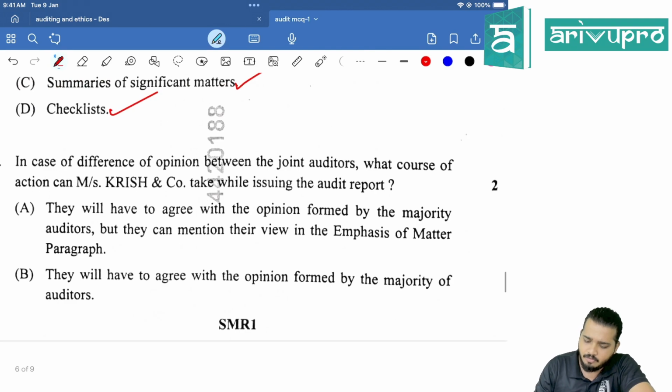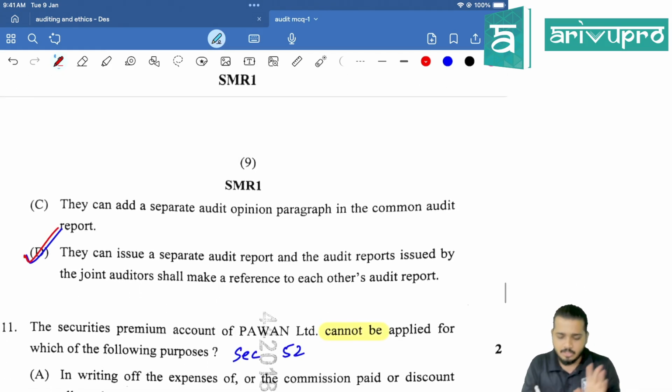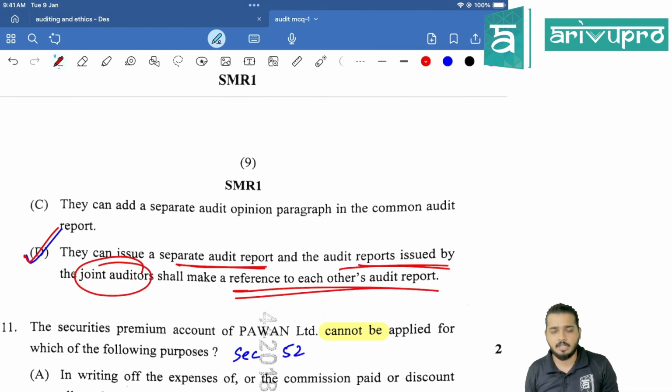In case of difference of opinion, what do we do? We have already solved this. Option what? Number D, issue a separate audit report and the audit report issued by the joint auditor shall make a reference to each other's audit report. If you remember one diagram we had drawn in the class, right?